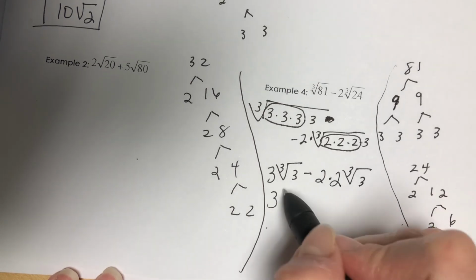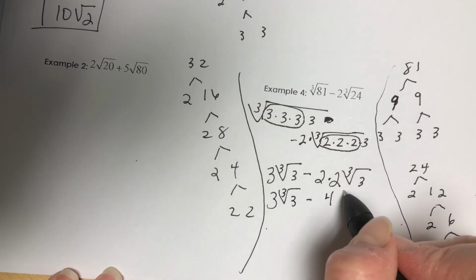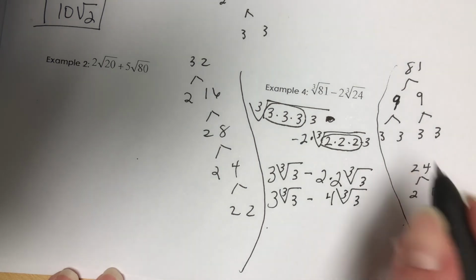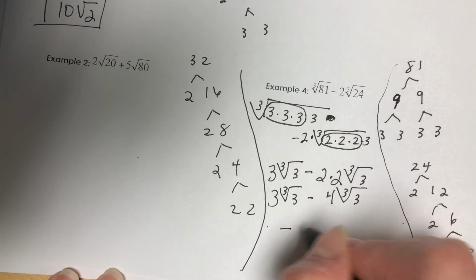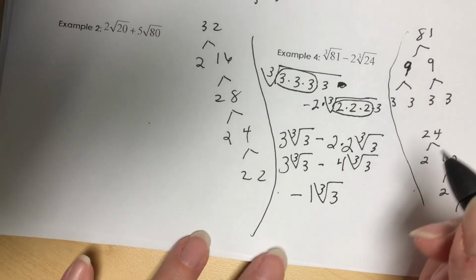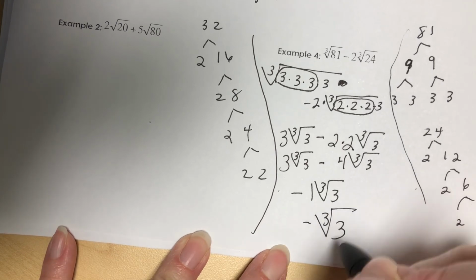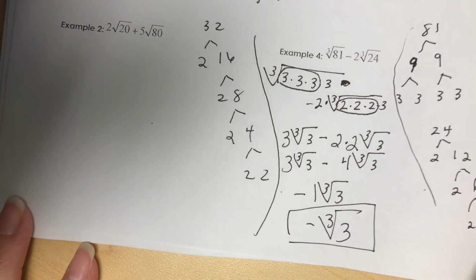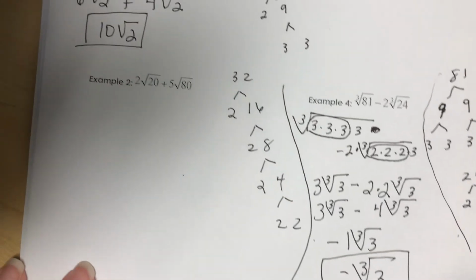So I've got 3 cube root 3 minus 4 cube root 3. And then these are like terms. I can combine them. If I do 3 minus 4, that gives me -1. So my answer is -1 cube root 3. Or the best way to say that is just simply negative cube root 3. And that's it there. Okay, so I'm going to stop here. There is a second part to this, but this is enough for the first video.